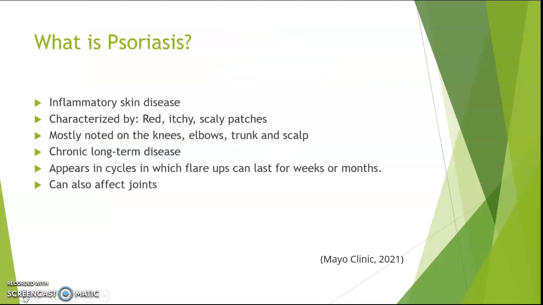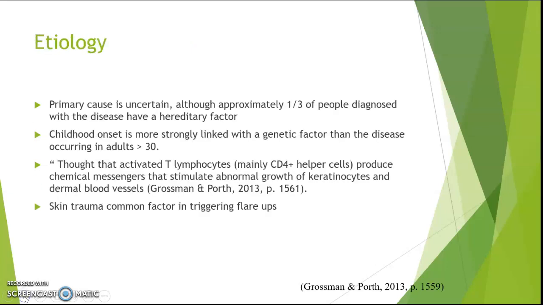Psoriasis is an inflammatory skin disease. It is characterized by red, itchy, scaly patches that are mostly observed on the knees, elbows, trunk, and scalp. Psoriasis is a chronic long-term disease which appears in cycles and flare-ups that can last for weeks or months. The primary cause of psoriasis is uncertain, although approximately 1/3 of people diagnosed with the disease have a hereditary factor.